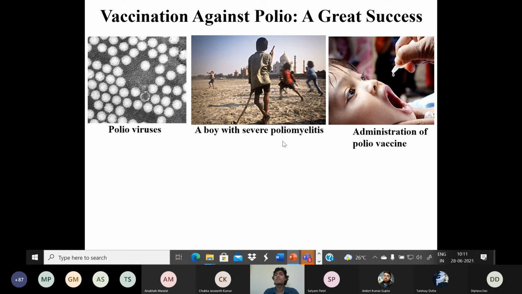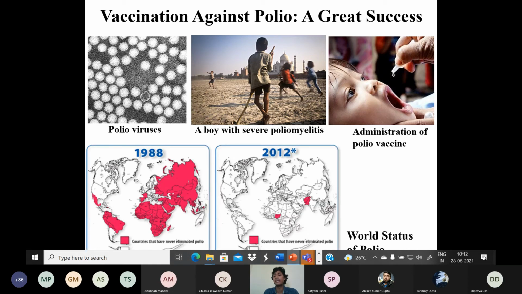But the thing is, polio vaccine actually worked very nicely, and I think that soon it will be declared that polio has been eradicated from the world. So just like smallpox, as I told you, right? As a result of that, after that, no need to take polio vaccine again. In 2012, only 3 countries, one in Africa and Pakistan, Afghanistan, reported polio.